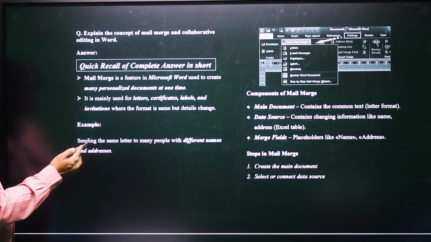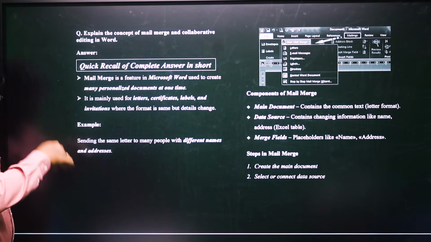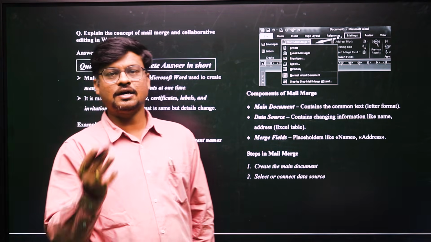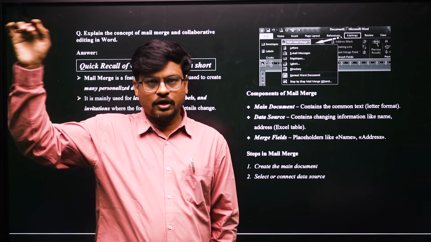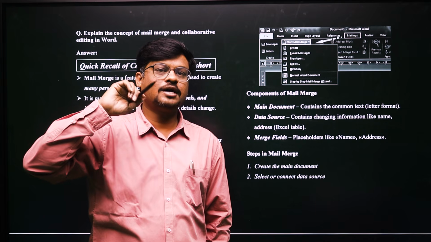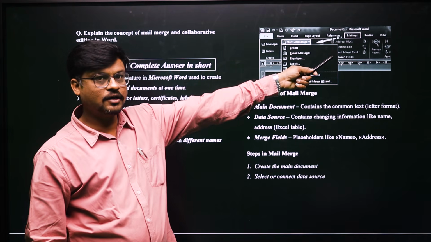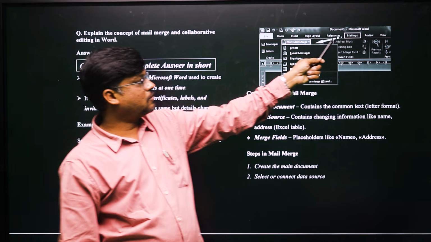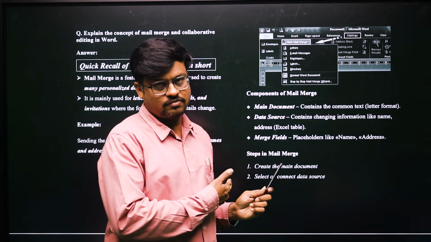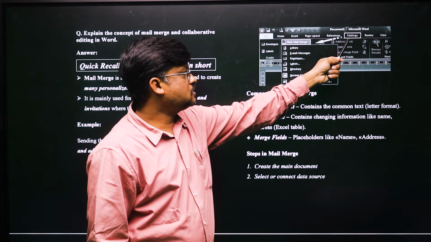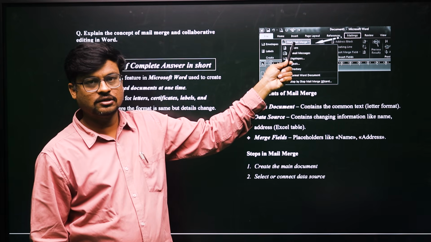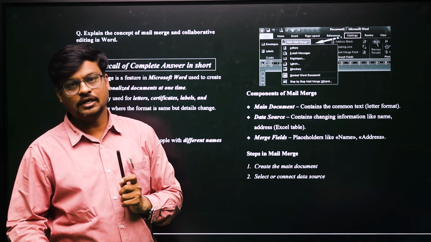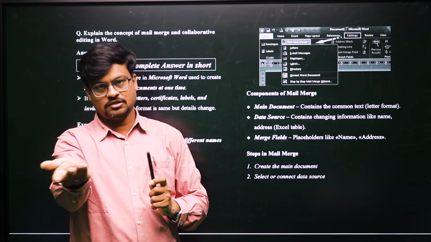Okay. So sending the same letters to many people with different names and addresses is one of the examples. And how do you do it? Where is it available? As I said, diagrams create a clear view. In the menu bar of your MS Word, you have a tab called Mailings. In the menu bar where I have File, Home, Insert, Page Layout, we have to choose Mailings. In the latest versions, it is under Mailings. Then you have to choose Smart Mail Merge. As I said, you can mail merge letters, certificates, labels, invitations, anything.